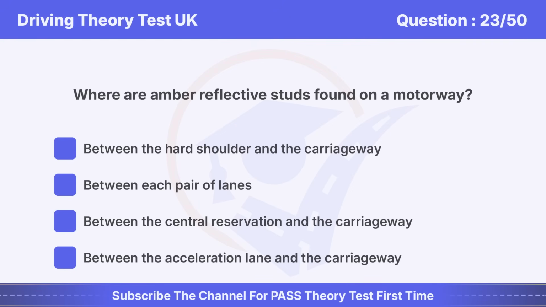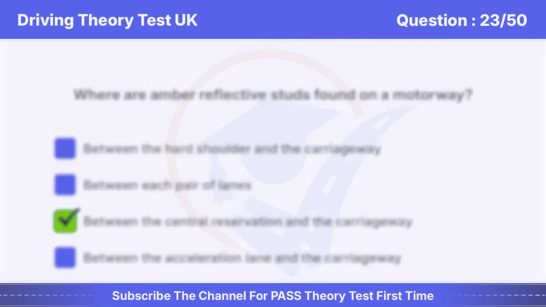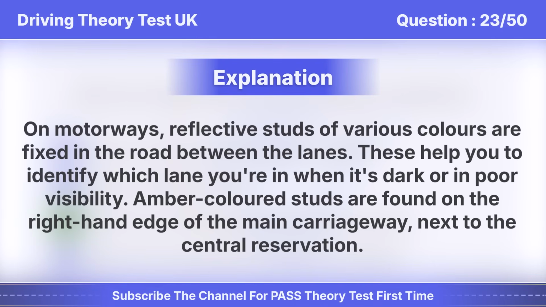Question 23. Where are amber reflective studs found on a motorway? Answer is C. Between the central reservation and the carriageway. On motorways, reflective studs of various colors are fixed in the road between the lanes. These help you to identify which lane you're in when it's dark or in poor visibility. Amber-colored studs are found on the right-hand edge of the main carriageway, next to the central reservation.